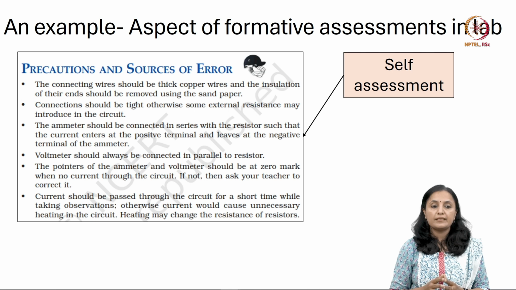Or connections should be tight, otherwise some external resistance may be introduced in the circuit. So again the student is checking, have I made all the connections tight? The ammeter should be connected in series, such that the current enters at the positive terminal and leaves at the negative terminal of the ammeter. So all of these steps are more for students to self-assess. Once the experimental setup is done, the student tries to self-assess: have I done all the connections right? Have I taken all the precautions? Again, this is some kind of formative assessment, strategy 5 in the theory of formative assessment.